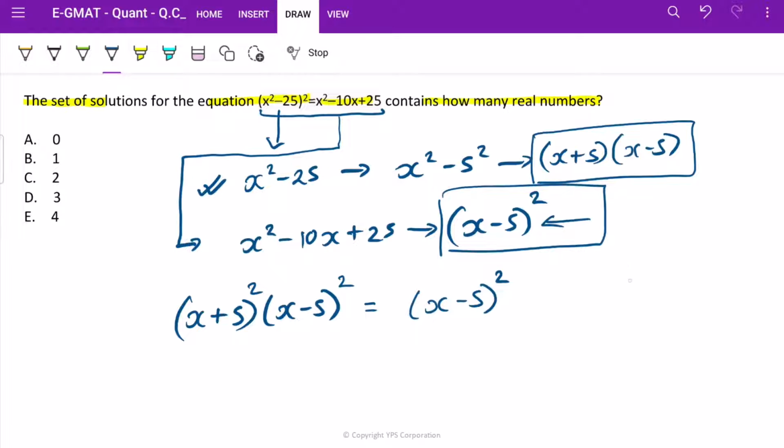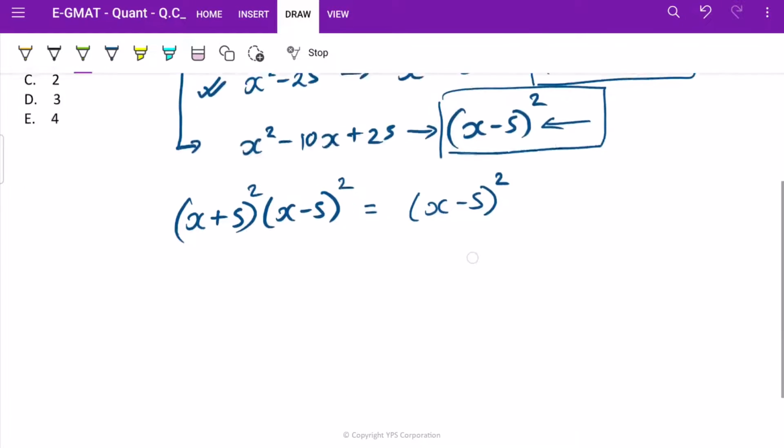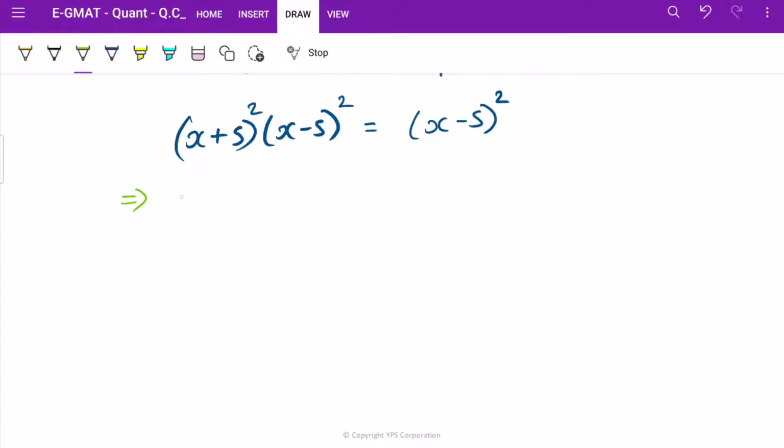Now if we cut x minus 5 square from both sides, we would be making a huge mistake. Never do that in algebra, right? You should always take this to the other side and then try and solve it. Say for example, what I mean here is, go ahead and write down the equation x plus 5 whole square times x minus 5 whole square minus x minus 5 the whole square equals 0. Never do that cancelling from both the sides in an algebraic equation.